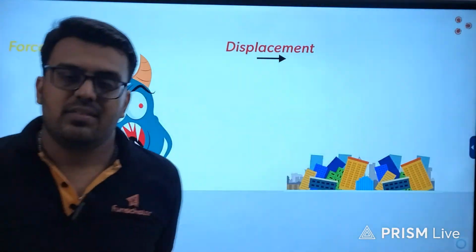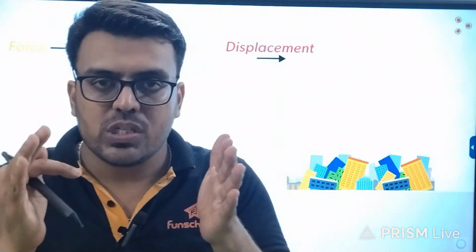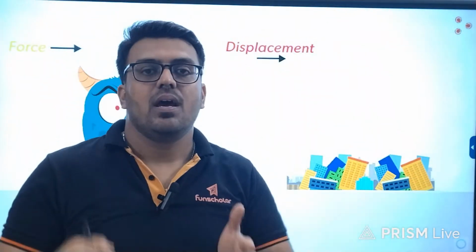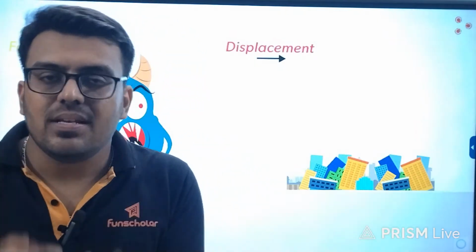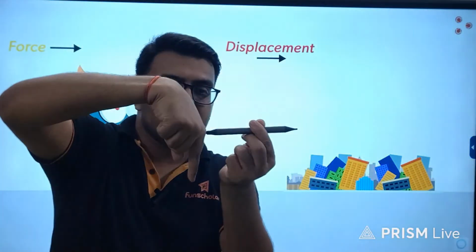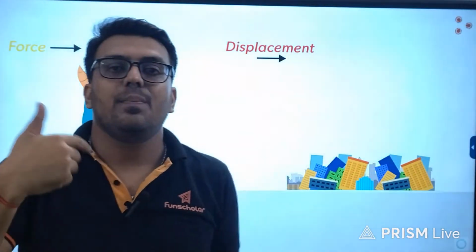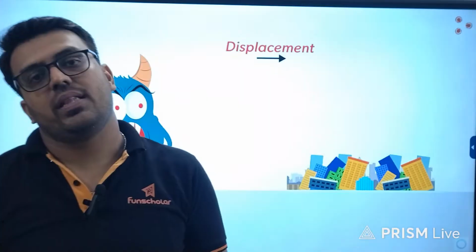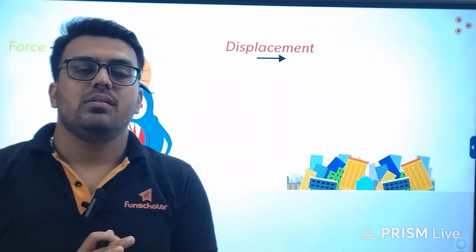And the third case is the direction of force and the direction of displacement are perpendicular. So there is a 90-degree angle between the force applied and the displacement. There is this displacement, there is this force. They are forming a perpendicular 90-degree angle between them, and that is why work done is zero.